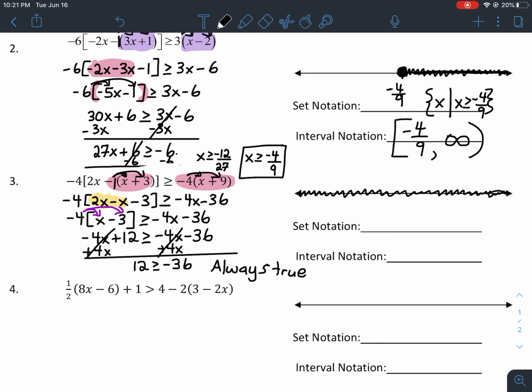And feel free to try it out. Pick any number for x, plug it into both sides for all the x's. It's always going to be a true statement. So all real numbers are working for this inequality. Okay, so how do you write in all real numbers in set notation?